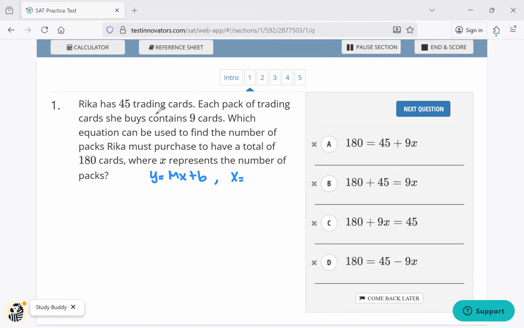Rika has 45 trading cards. Each pack of trading cards she buys contains 9 cards. Which equation can be used to find the number of packs Rika must purchase to have a total of 180 cards, where x represents the number of packs? So x is going to be the number of packs, and then y is going to be the total number of 180 cards.